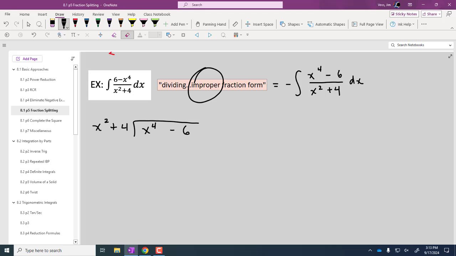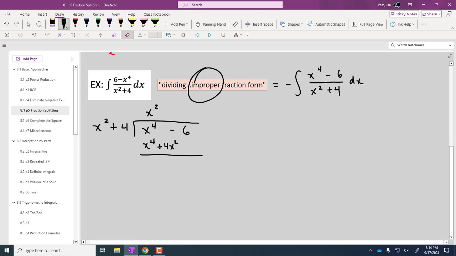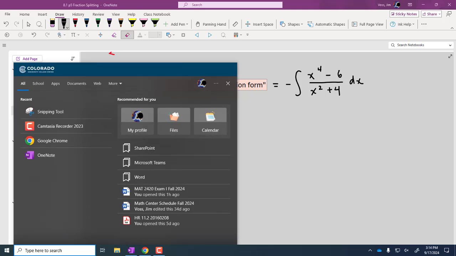How many times does x squared go into x to the 4th? 2. So we're going to think about x squared times x squared, giving x to the 4th. So this will be an x squared. And that's going to give us x to the 4th plus 4x squared. And then remember that we are subtracting.